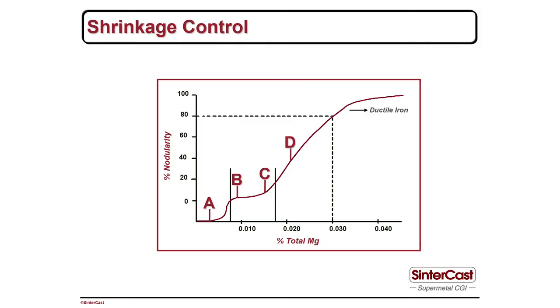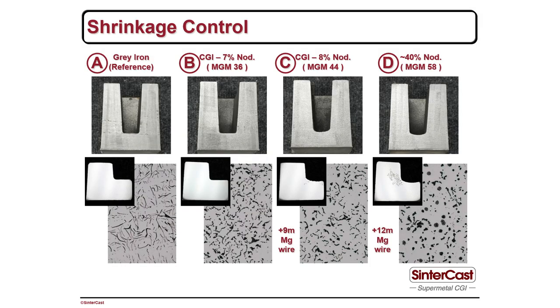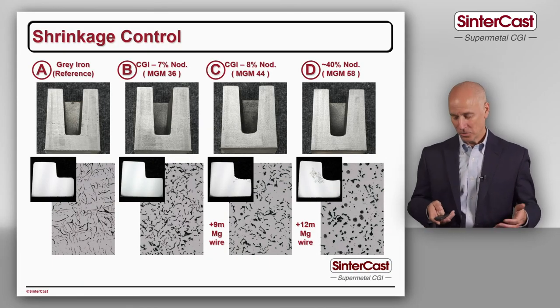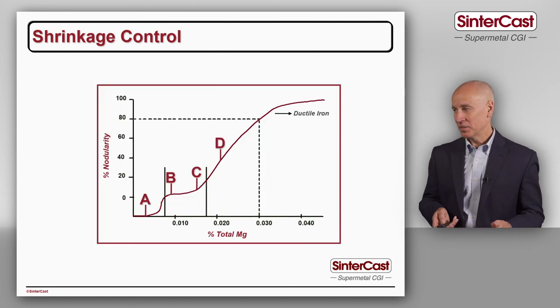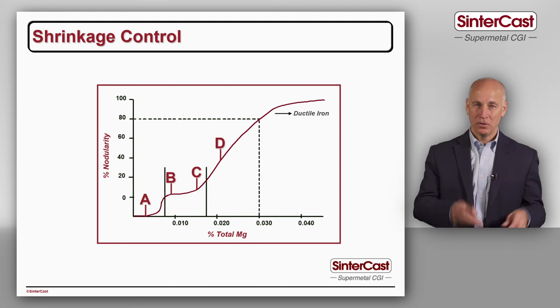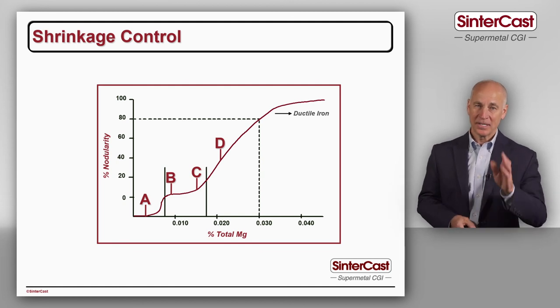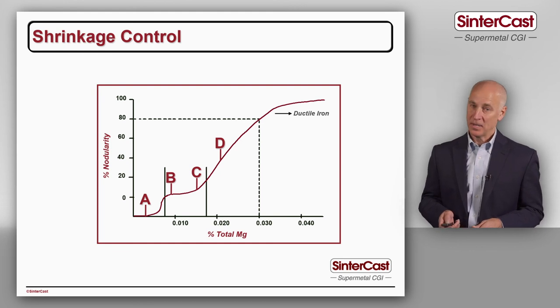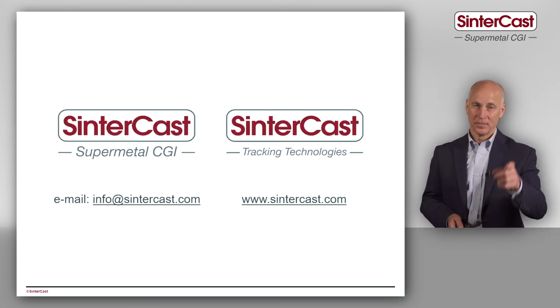And when we move to point D and make another casting from the same ladle, you can see that we now have again the concave bottom, a higher amount of porosity inside the casting, and higher nodularity. So what it shows is there's an importance not just of being on the CGI plateau, but of being at the low end of the CGI plateau. And that's exactly what the SinterCast technology has been developed to do. If you want more information about that, contact us.